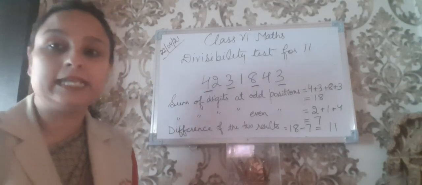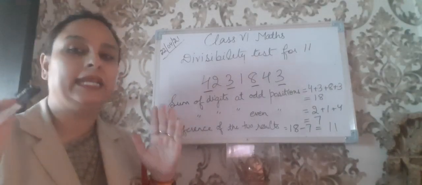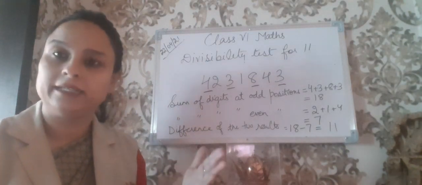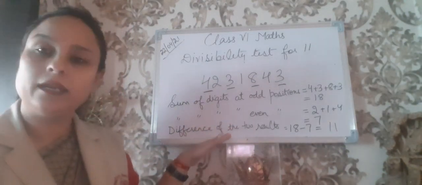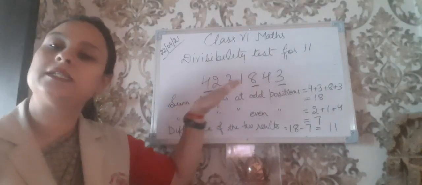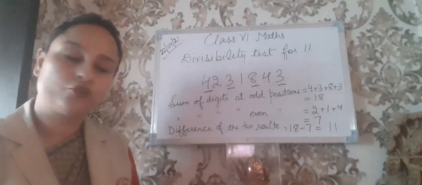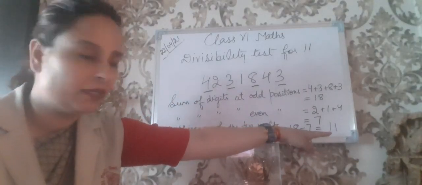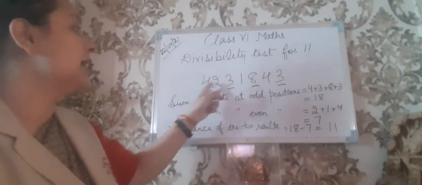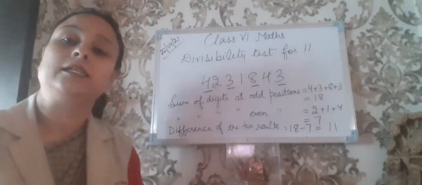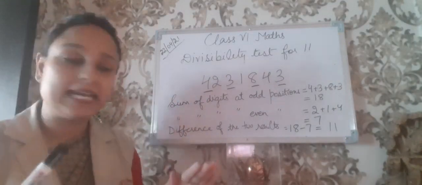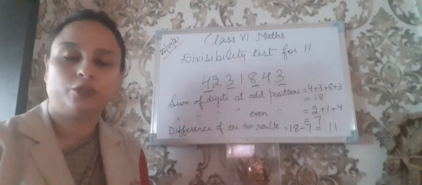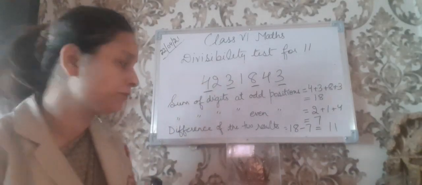If the difference is 0 or 11 or any multiple of 11, 22, 33, 44, then my number is divisible by 11. So, since here the difference of the two results is coming out to be 11, that means that this whole number is divisible by 11. Yes, 4231843 is divisible by 11. Should be my answer. Understand?